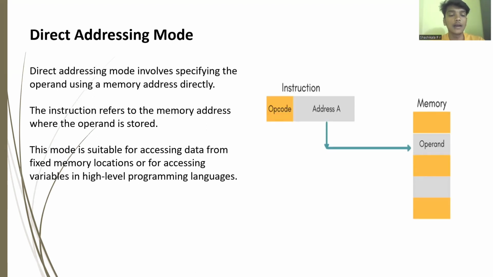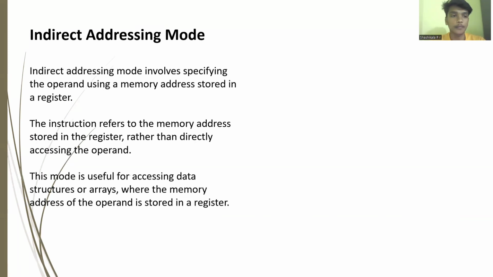Direct addressing mode. Direct addressing mode involves specifying the operands using a memory address directly. The instruction refers to the memory address where the operand is stored. This mode is suitable for accessing data from a fixed memory location or for accessing variables in high-level programming languages. This is the diagram for the direct addressing mode. Instruction opcode, address A, to the memory operand.